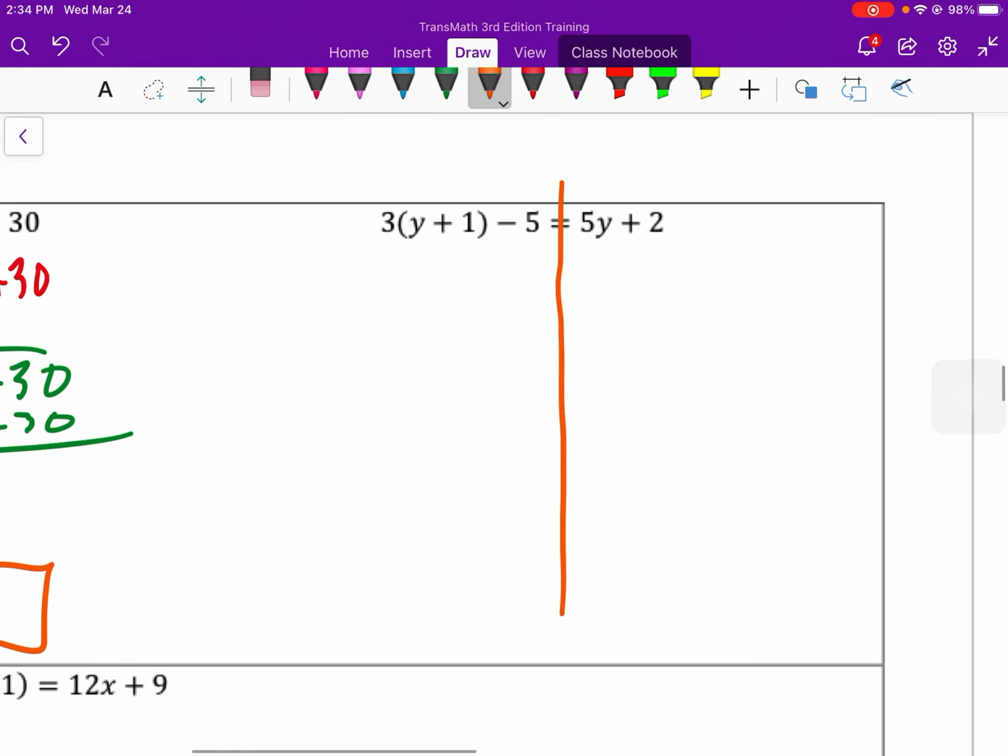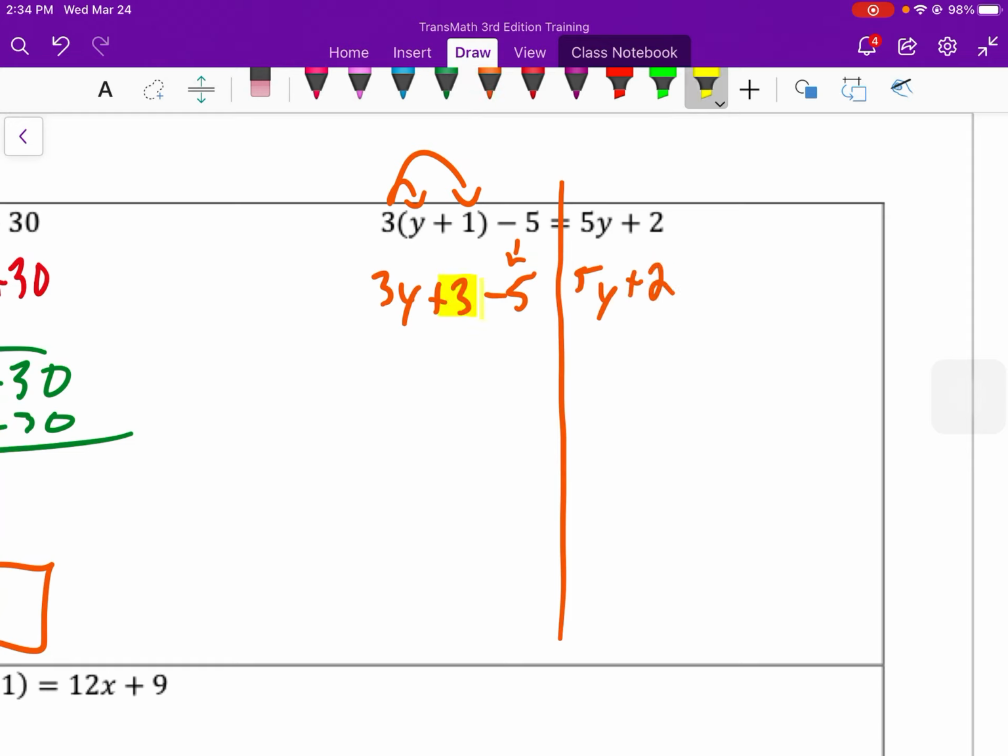Distributive property, and it looks like we might have to combine like terms. So I'm going to distribute first. So I get 3y plus 3 minus 5. I just brought that down. Equals 5y plus 2. I do have some like terms, my constants, so I can combine those. It's a difference, and it's going to be negative since the 5 is bigger, and the difference is 2.